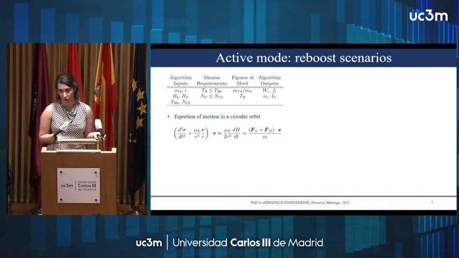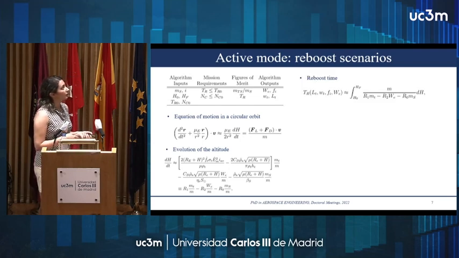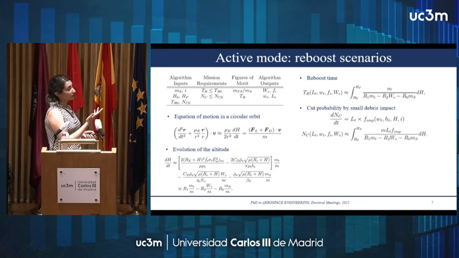So we start with the equation of motion, and we consider the Lorentz force and the drag force, and we can get the evolution of the altitude of the satellite. And because the initial and the final altitude are known, we can make an integration and find the reboost time as a function of design parameters. And once the reboost time is found, we can compute the cut probability by small debris impact.